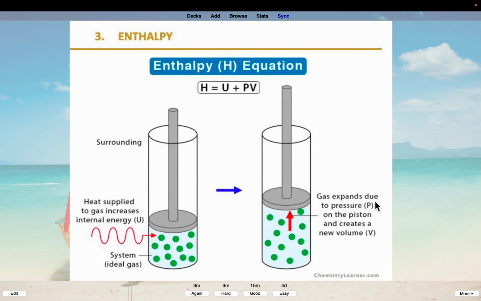Pressure and volume are indirectly proportional or inversely proportional. So if there's higher pressure, we have lower volume. That's why they're being multiplied to each other. And we add that with internal energy.